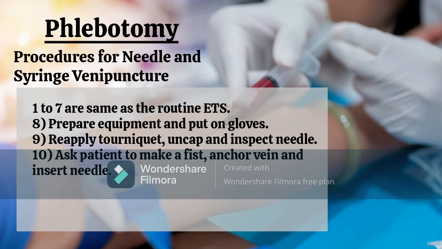Procedures for needle and syringe venipuncture. 1 to 7 are same as the routine ETS. 8. Prepare equipment and put on gloves. 9. Reapply tourniquet, uncap and inspect needle. 10. Ask patient to make a fist, anchor vein and insert needle.